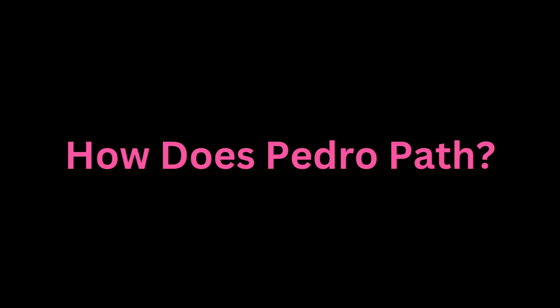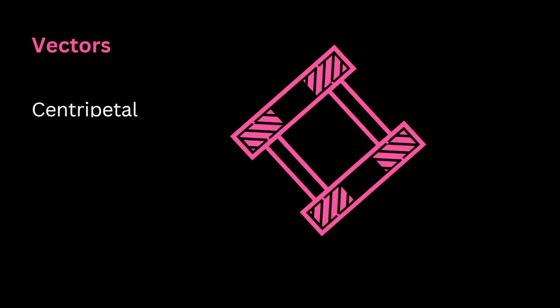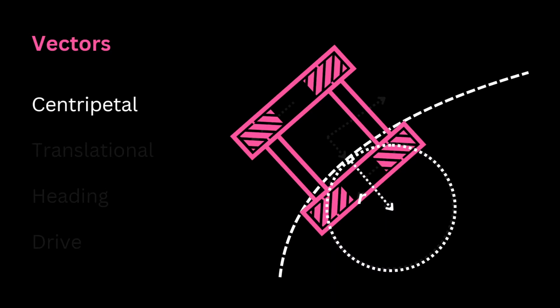So how does Pedro path? We use a set of vectors to be able to path through, and they are ranked in a hierarchy for the order in which they are applied. The very most important vector is the centripetal force vector. So as you can see here, we can approximate where the robot is on the path with a circle, and when we find the radius of that circle, we can use it to be able to calculate a centripetal force that the robot needs to take in order to stay on the path most effectively.